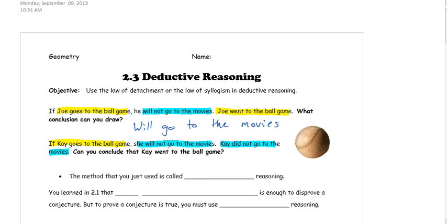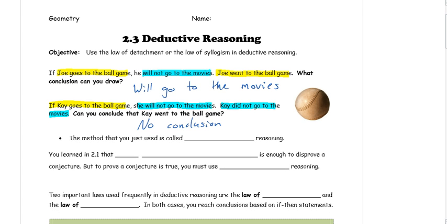So that hypothesis and then conclusion in that order is what you're looking for. That conclusion has to follow that hypothesis. So we would say no conclusion. Unlike inductive reasoning, where you're looking at a bunch of examples and coming up with the next conjecture, in deductive reasoning you're looking at a main idea and then deciding if it's true or not based on that. So that's our method of today, deductive reasoning.